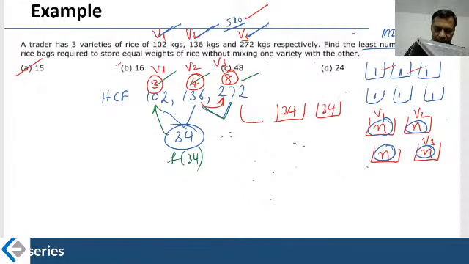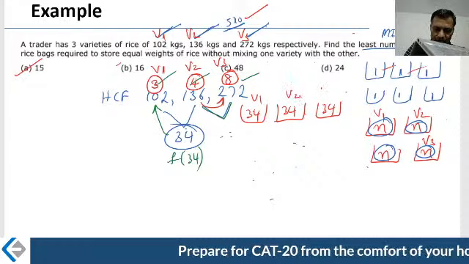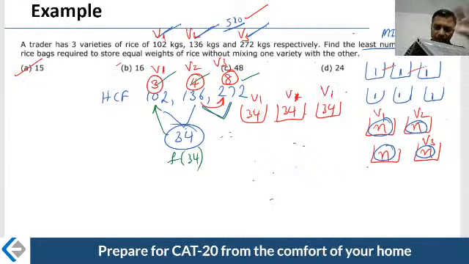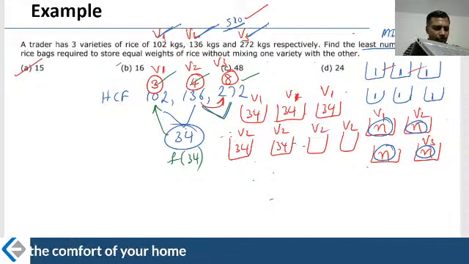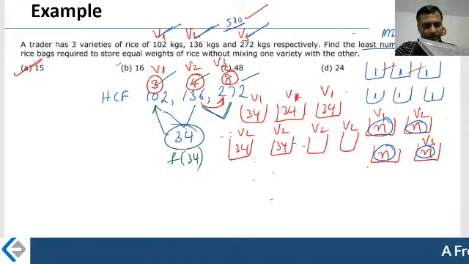I'll pack 34 kgs per bag of one particular variety in each. This is variety 1, variety 2, and so on. 3 bags are enough for variety 1. Likewise, 4 bags are required for variety 2, right? So each bag has again 34 kgs, right? So you understand that 15 bags are good enough here. We can't make lesser than 15.